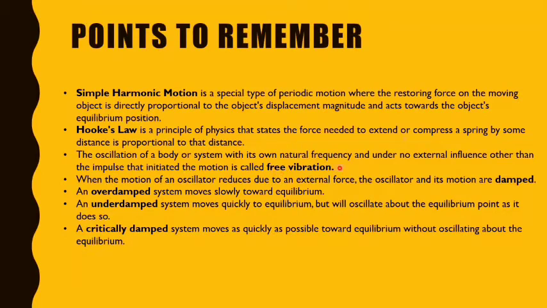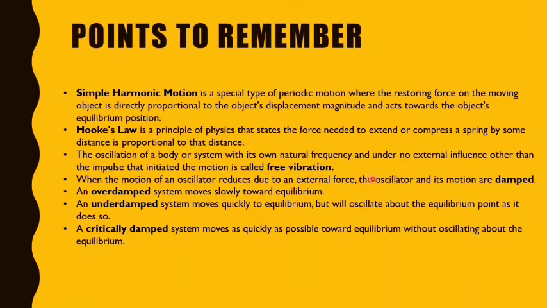Next is free vibration. It is the oscillation of a body or a system with its own natural frequency under no external influence other than the impulse that initiated the motion. In simple language, free vibration is an oscillation in which the body moves at its natural frequency without any outside or external force being given to it. That means it will move on its own according to the initiated motion.